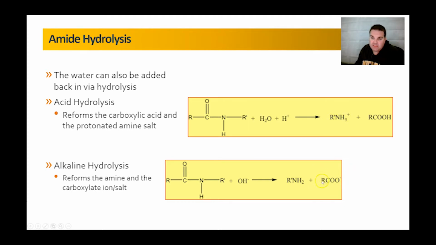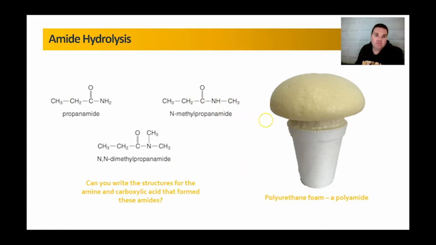Or you can deprotonate the carboxylic acid under alkaline conditions, which again allows you to form, say, a sodium or potassium salt, which again allows it to be water soluble. So it's quite useful in terms of splitting up the amide. So I've got just a couple of questions here for you.